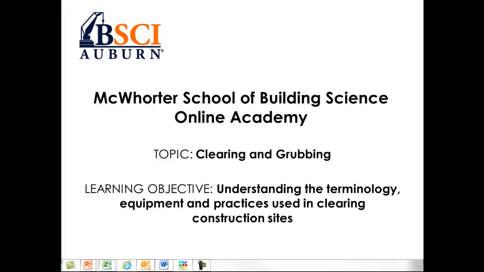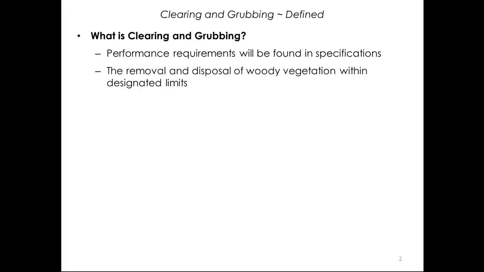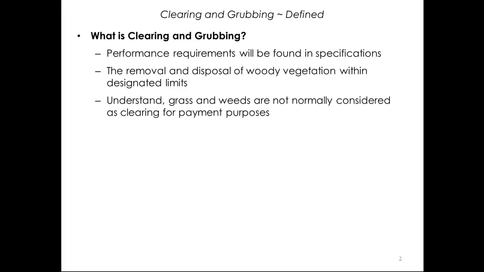In this video, you will learn about construction site clearing and grubbing operations. While we will generally define clearing and grubbing here, recognize that each project will have a specification section setting the specific project's requirements. Typically, we can say that clearing and grubbing is the removal and disposal of woody vegetation within the designated clearing areas of the site. Under this definition, removal of grass or weeds will not be considered as clearing and grubbing work.